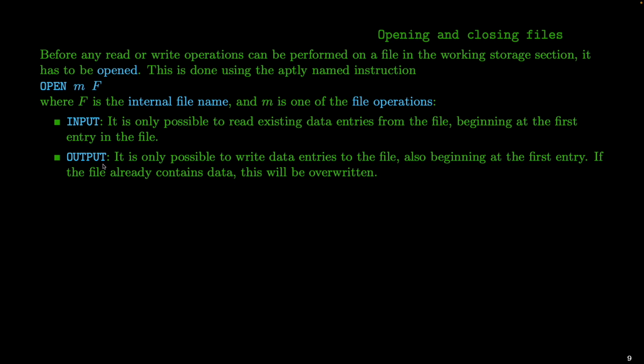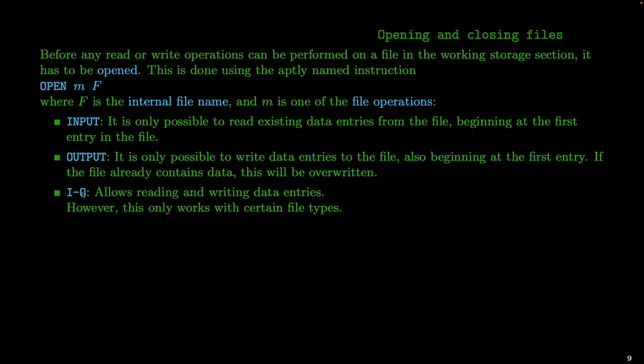Or m could be output. In this case, it is only possible to write data entries to the file, again, initially beginning at the first entry. And if the file already contains data, then this will be overwritten unless we somehow reposition to where we want to write the data. How to do this we will see later on. Then there's the mode I/O. This allows reading and writing data entries, but there are some restrictions on how to use this. We will see that when we look at the particular file types. There's extend. In this case, it is only possible to write new data entries at the end of the file.